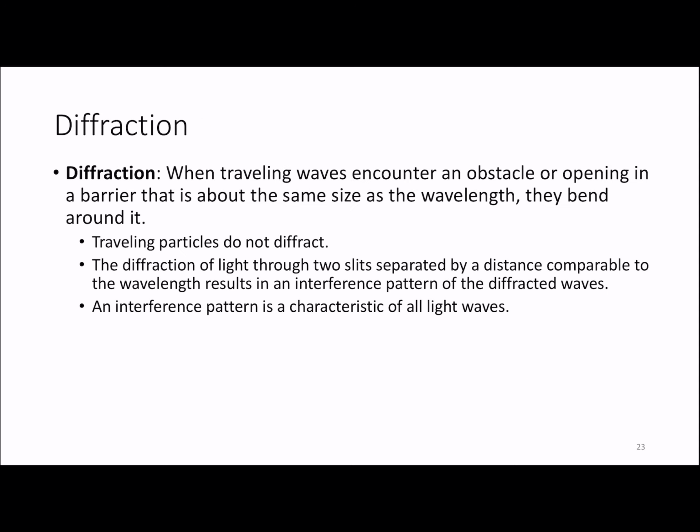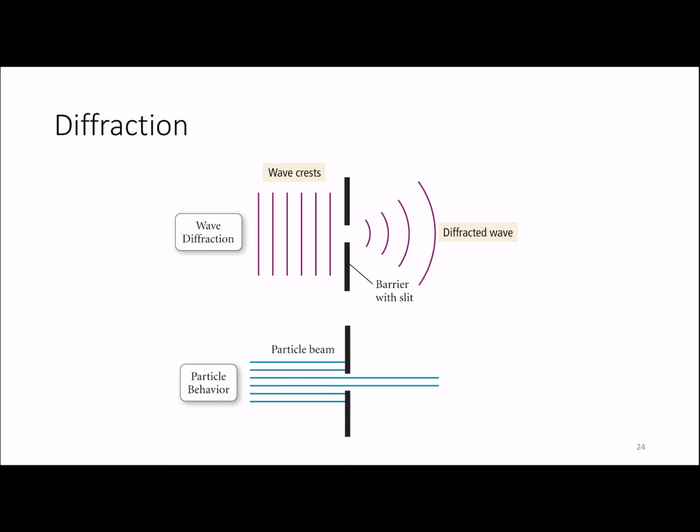Waves also diffract. So when traveling waves encounter some obstacle or opening in a barrier that's about the same size as the wavelength, they'll bend around it. And what's important is that traveling particles don't diffract, but waves do diffract. So here's what diffraction looks like.